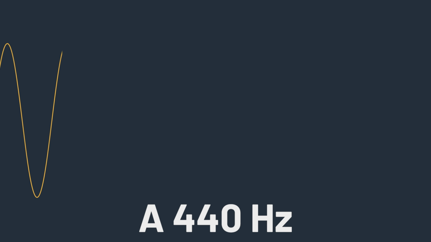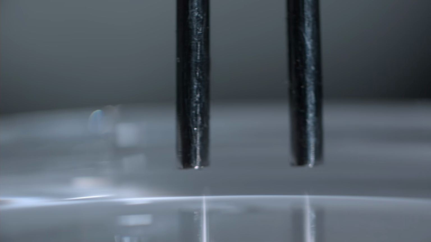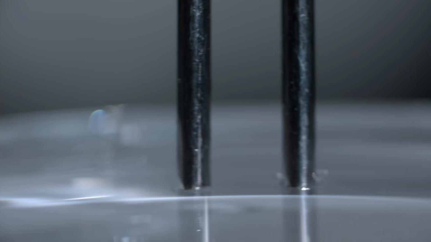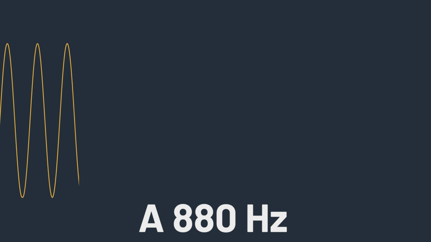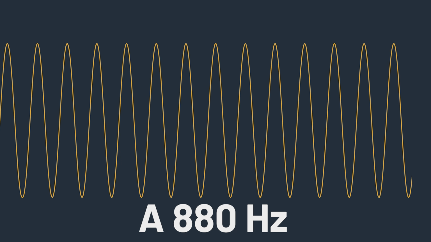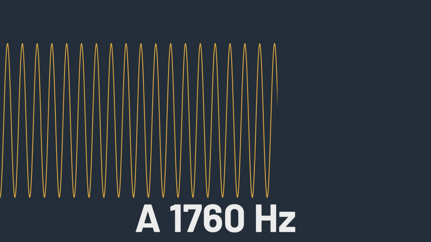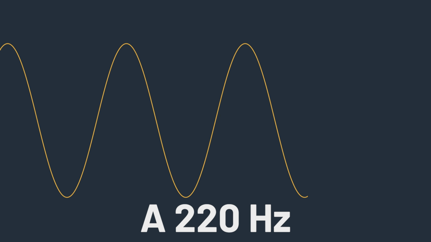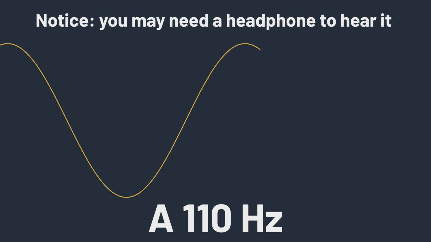For example, note A at 440 Hz, commonly used as a tuning standard and included in the telephone dial tone, means that the sound wave of this note vibrates 440 times per second. As the frequency increases, the pitch becomes higher. For example, the note A at 880 Hz and the note A at 1760 Hz have a higher pitch than the A at 440 Hz. Conversely, as the frequency decreases, the pitch becomes lower. For example, the note A at 220 Hz and the note A at 110 Hz have a lower pitch than the A at 440 Hz.